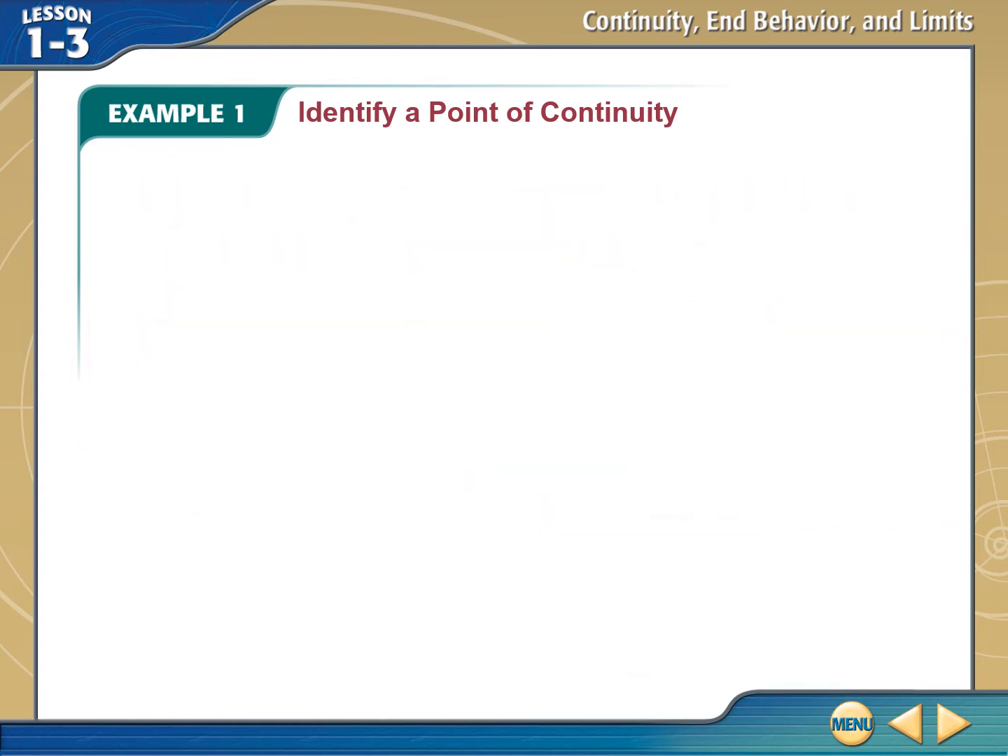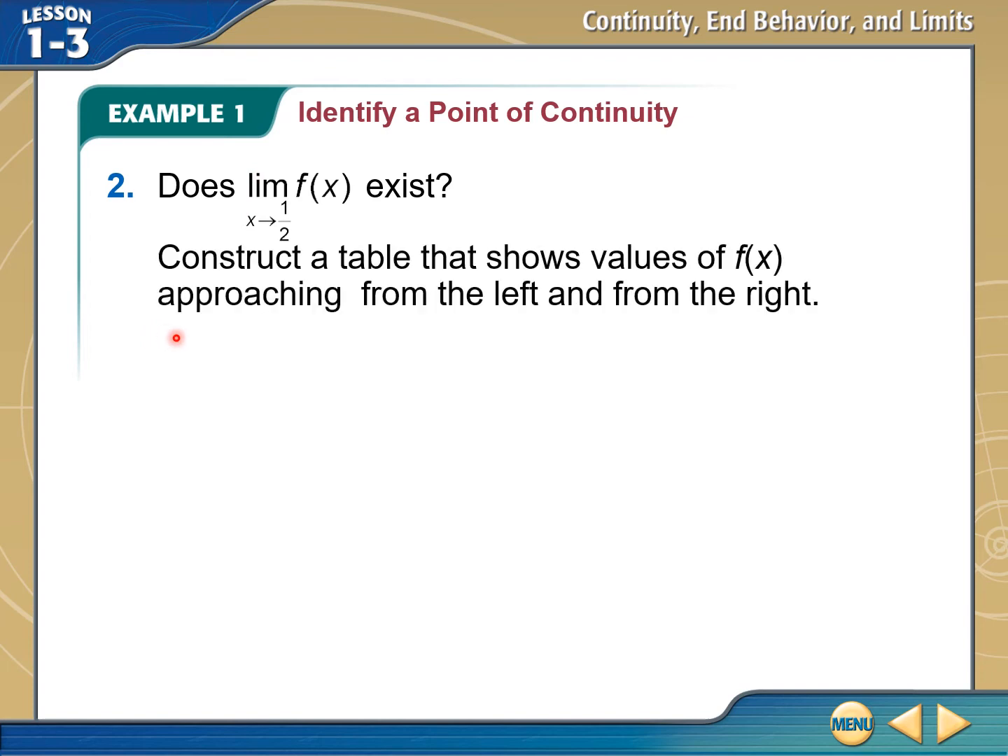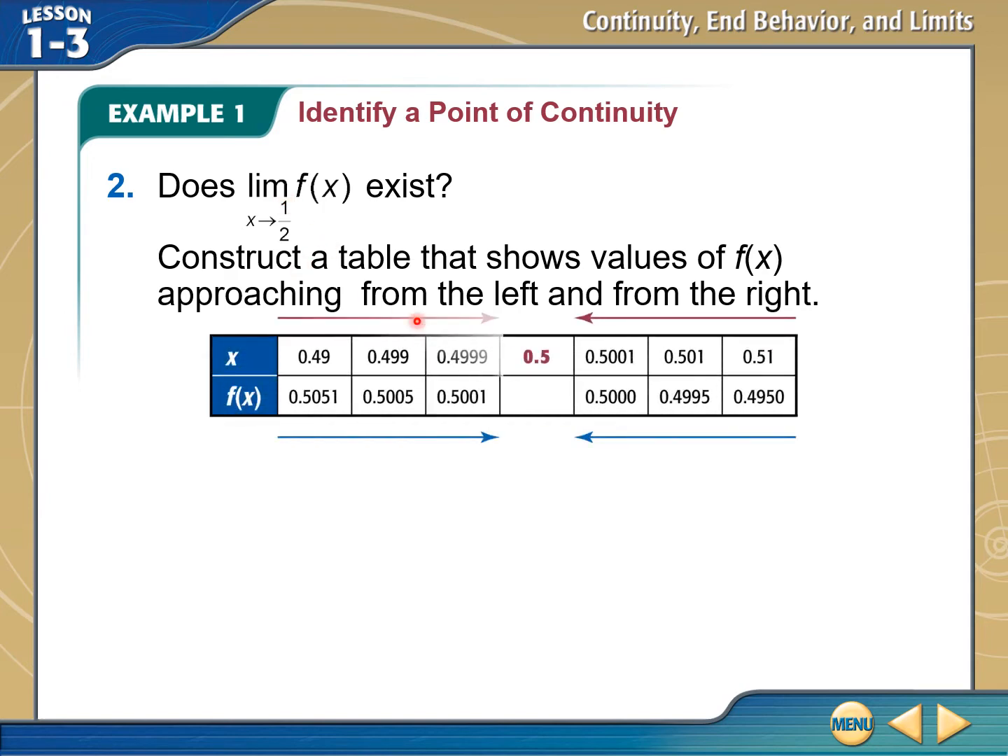So the second continuity test says, does the limit as x approaches half of f of x exist? What does that mean? It will exist if the number from the left side equals the number from the right side. I'll tell you what I'm talking about. We will construct a table that shows the values of f of x approaching from the left and from the right. From the left and from the right of what? From the left and from the right of half. How? Here is the table.